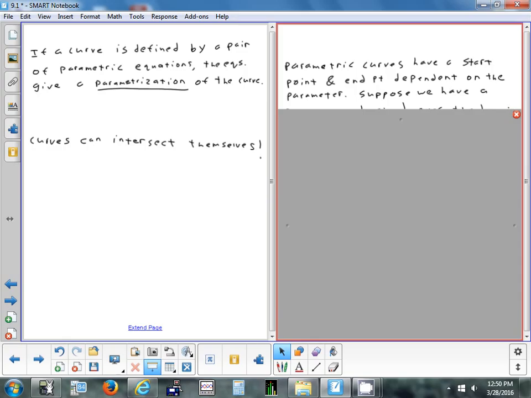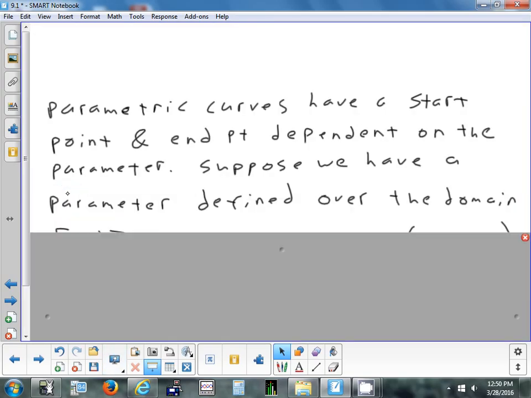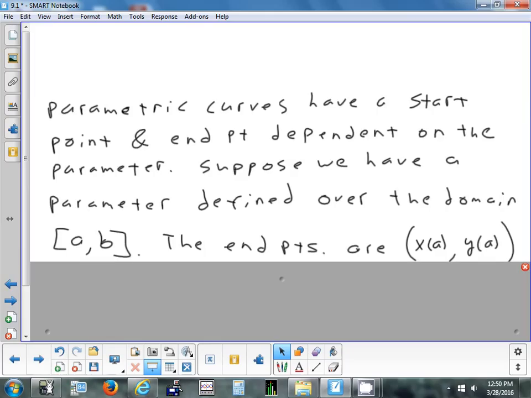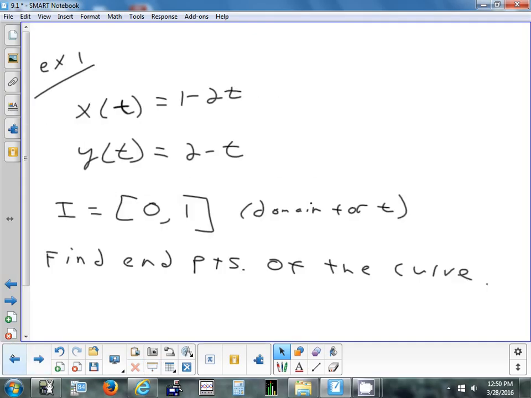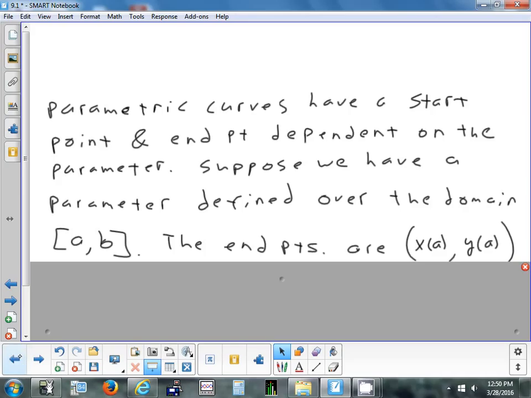Does everyone have what's on the left? Okay. So usually you're going to have a parameter defined over a closed interval, like in this example, 0 to 1. I'm just using it generically, A to B. To find the endpoints, one's the start, one's the finish for the curve, you have to use the two values that they give you. And they're going to give you two functions.